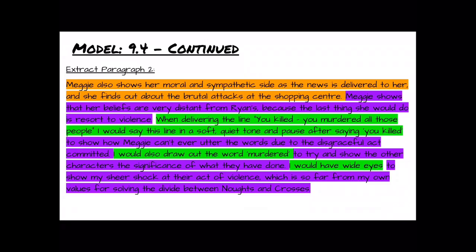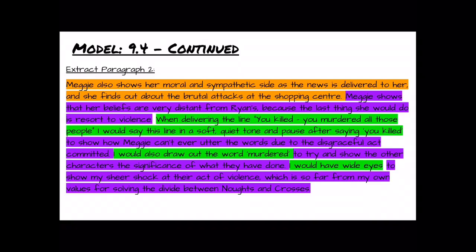Now for the extract paragraph 2, we've got Meggie also shows her moral and sympathetic side as the news is delivered to her as she finds out about the brutal attacks at the shopping centre. Meggie shows that her beliefs are very distant from Ryan's because the last thing she would do is resort to violence. When delivering the line, "You killed, you murdered all those people," I would say this line in a soft, quiet tone and pause after saying "you killed" to show how Meggie can't even utter the words due to the disgraceful act committed. I would also draw out the word murdered to try and show the other characters the significance of what they have done.